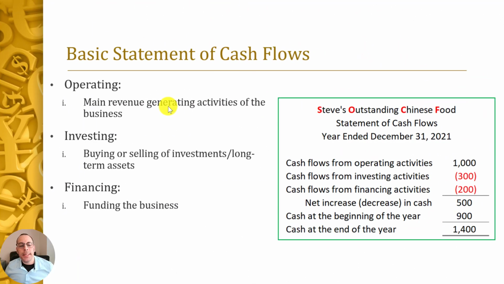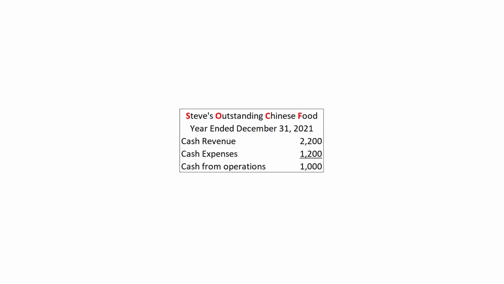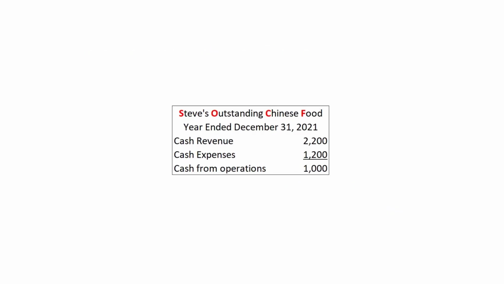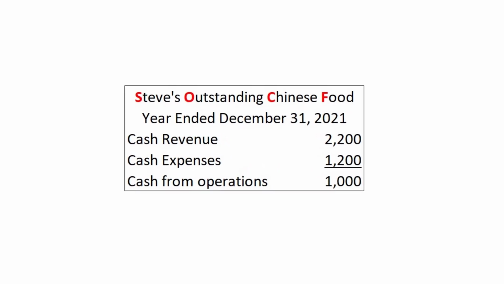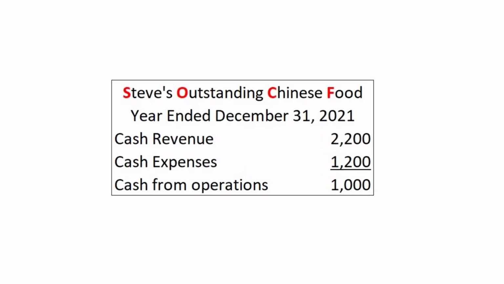So here's a basic statement of cash flows. There's a Chinese restaurant in my town, Steve's Outstanding Chinese Food, and this is his statement of cash flows for 2021. He had a cash inflow from operating activities. The main way companies generate cash is from their operating activities, their day-to-day business. So this $1,000 is all the cash inflows from customer sales minus the cash outflows from all the expenses.